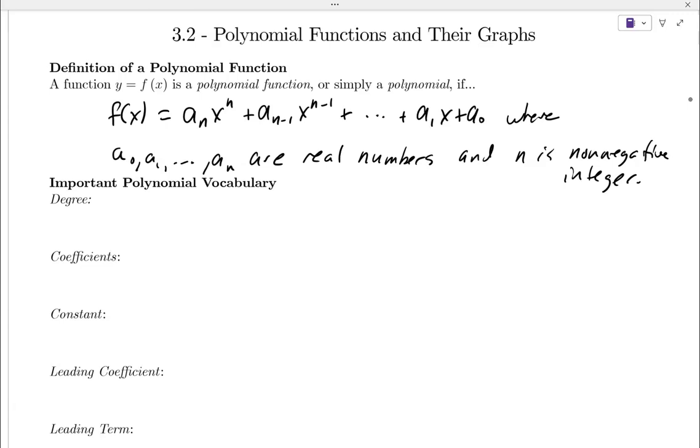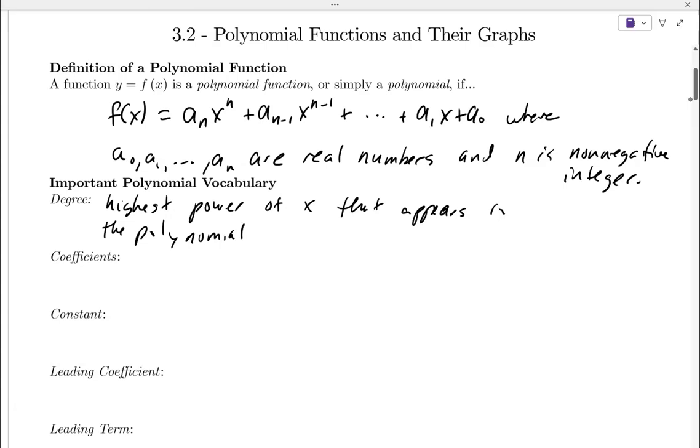All right, so let's talk about some important vocabulary that's going to help us identify important pieces of the function going forward. The first piece we refer to as the degree of the polynomial. This degree is the highest power of x that appears in the polynomial. And it's literally the number, the degree is the number of that exponent.